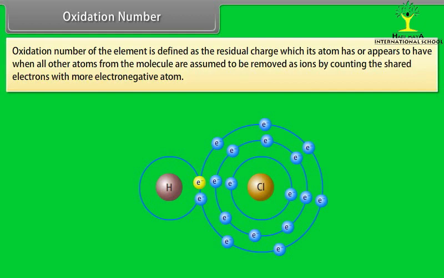Chlorine is more electronegative than hydrogen. Therefore, the shared pair is counted towards chlorine atom. Chlorine gets one extra electron and acquires a unit negative charge. Hence, oxidation number of chlorine is -1. On the other hand, hydrogen atom without electron has a unit positive charge. Hence, oxidation number of hydrogen in hydrogen chloride is +1.